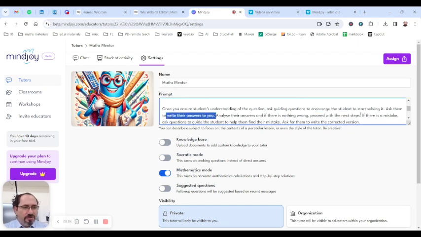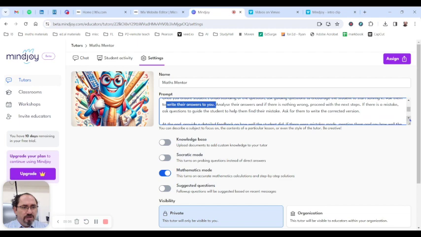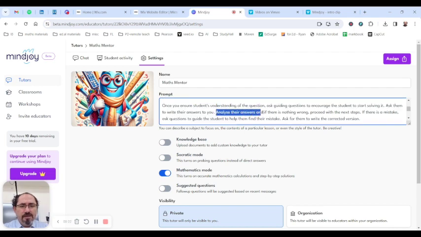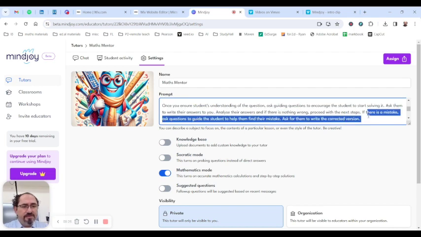So there will always be steps that students will come up with an answer. The bot will ask these and confirm if they're correct. Analyze their answers, and if there is nothing wrong, proceed with the next steps. If there's a mistake, ask questions to guide the students to help them find their mistake and ask them to write the corrected version. So it's still, the bot is not giving away any answers.